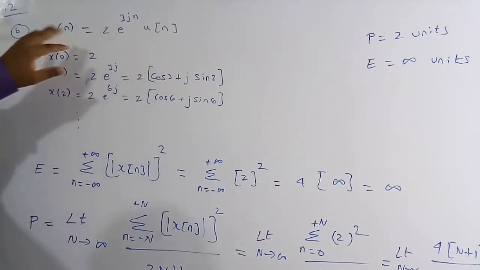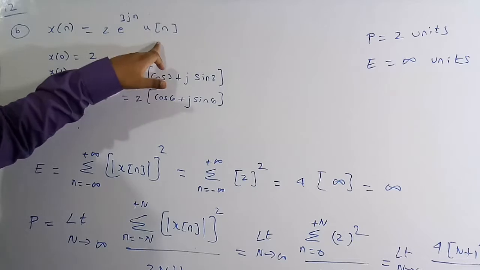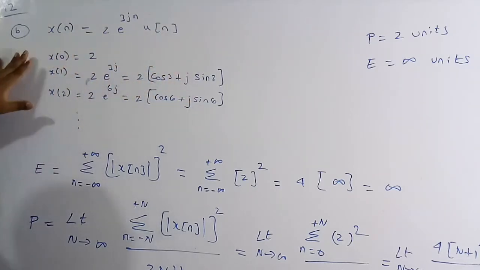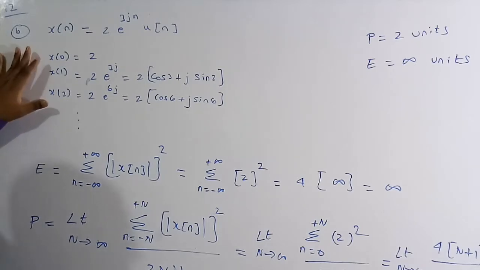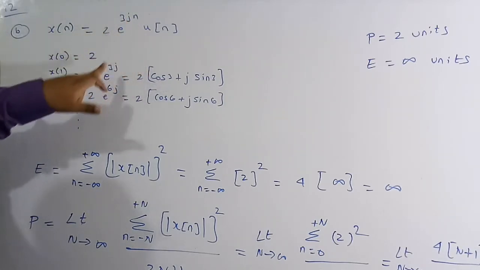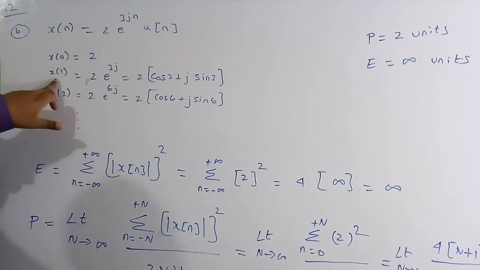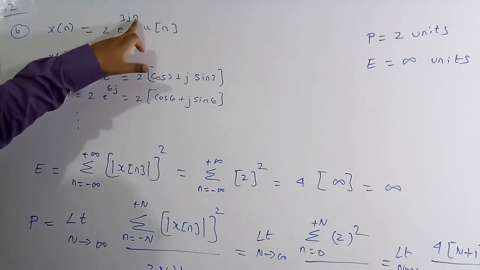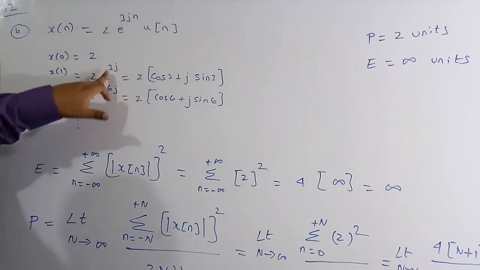Now, because there is a u of n, the signal is defined only from n equal to 0 to infinity. Now I want to see the value at 0. So x of 0 is equal to 2, in place of n substitute 0, so we get 2. And I want to know the value at n equal to 1. In place of n substitute 1. So 2 into e to the power of 3j.